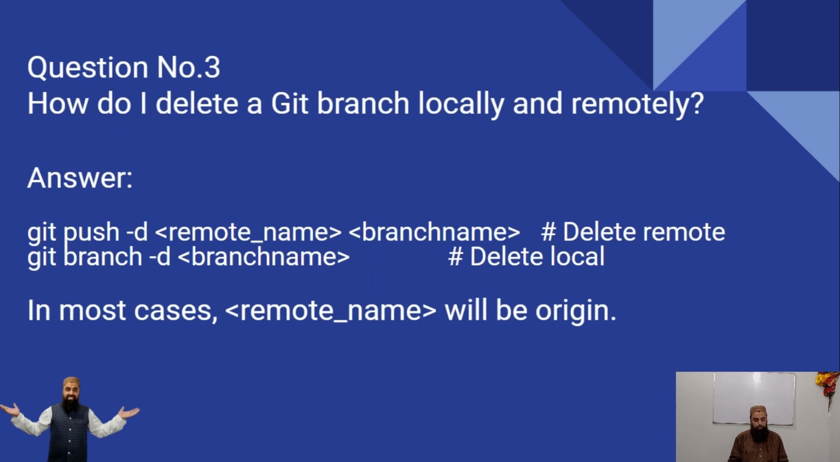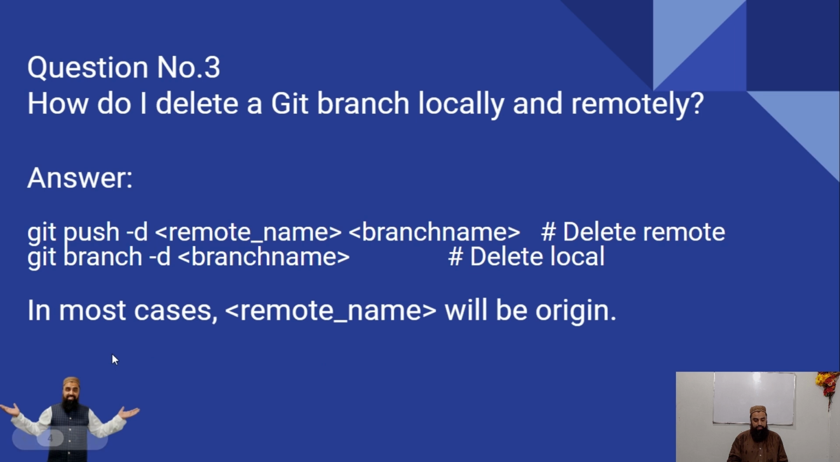Question number 3. How do I delete a Git branch locally and remotely? I have created a local repository and I have a remote repository. For instance, if I delete a branch on the local repository, the command will be different. And if I want to remove it from the remote repository, it would be a different command. So git push -d and remote name like origin and the branch name, it will delete the remote, and git branch -d and your branch name, it will delete your local.